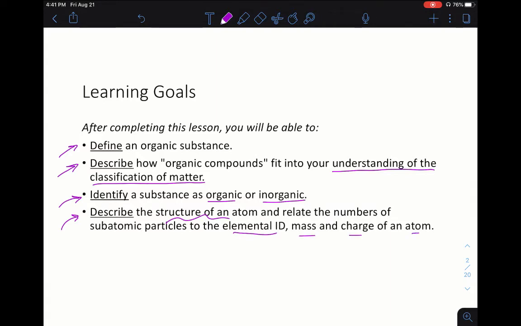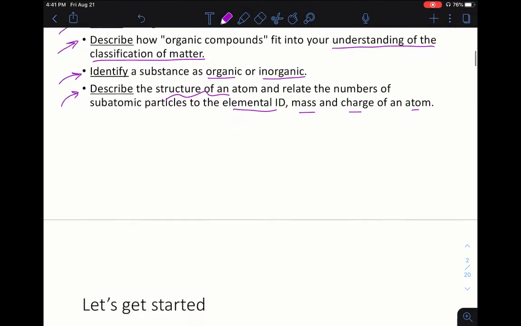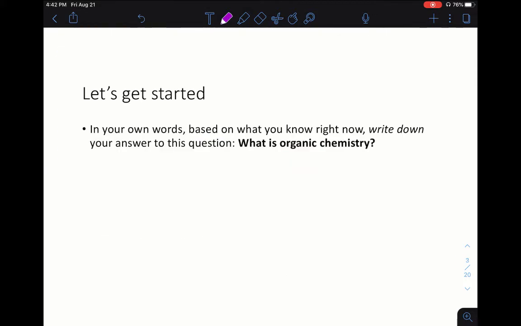So you can see there'll be some new topics discussed in this lecture and then some review from Chem 1A, mostly, so the first semester of general chemistry. Let's get started. In your own words, based on what you know right now, we don't need the internet.